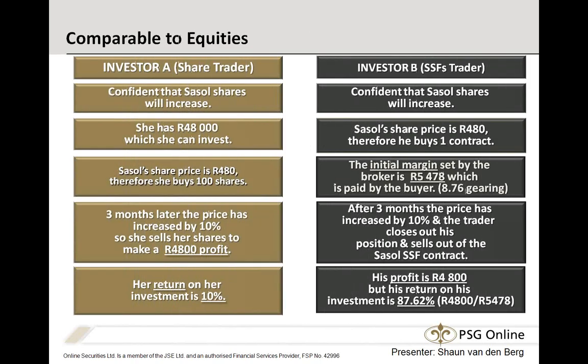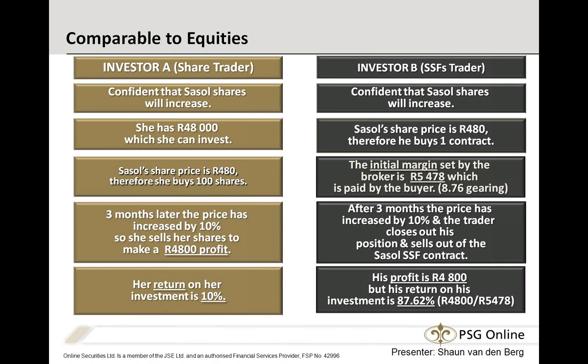Let's talk about comparing it to an equity situation. On the left-hand side here, we've got an investor that wants to buy Sasol shares. She's got 48,000 rand she wants to invest, and it just happens that the Sasol share price is trading at 480 rand. I was going to keep it simple, no brokerage and things getting involved. Anyway, she goes and buys 100 shares, 48,000 rand. Three months later, the share price has increased by 10%. So she made 10% on her money, 4,800 rand. That's not too bad over a three-month period. But the return on investment is 10%.